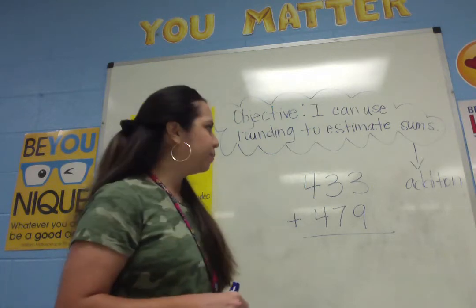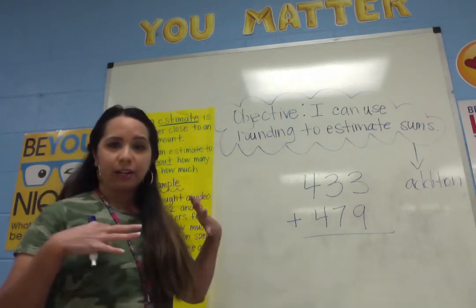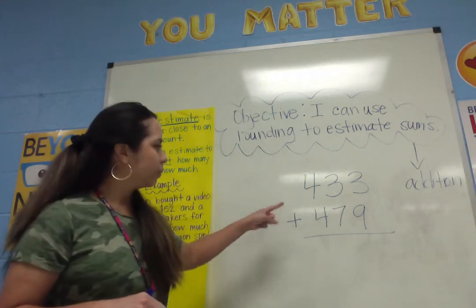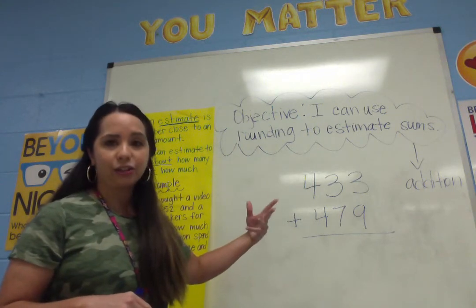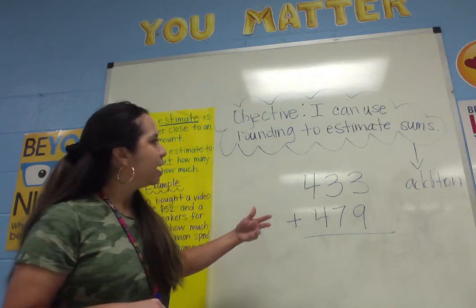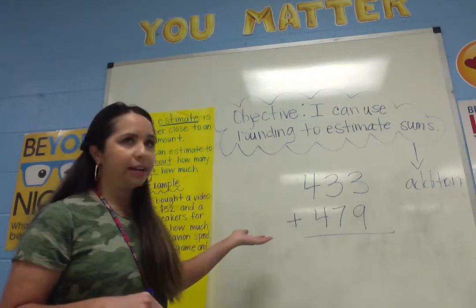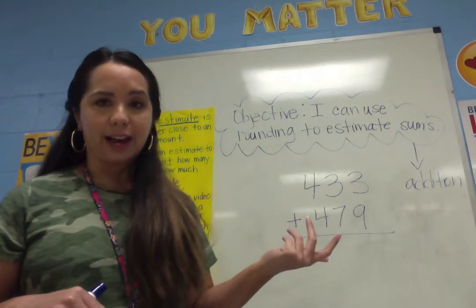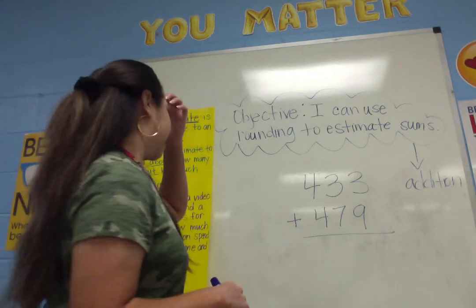So let's do that. Again, we are rounding to estimate sums, right? We're adding. A sum is the answer to an addition problem. And we're estimating by rounding because we want to get the closest answer to the exact answer. All right, here we go.